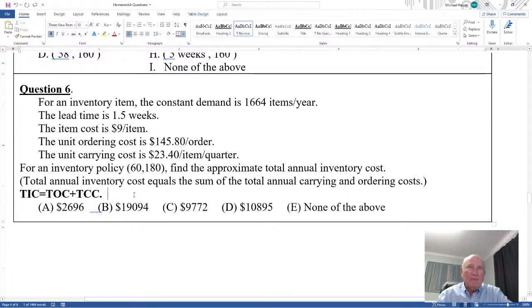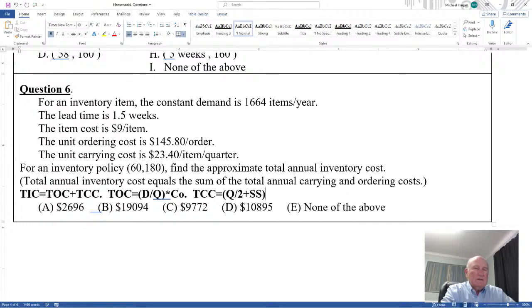That's what I'm asking for. But I give you the inventory policy, and there it is. Well, first of all, the total ordering cost will equal my D over Q, and that's going to be my order frequency, times C sub O. TCC equals Q over 2 plus safety stock times C sub C. So I have to get all those values.